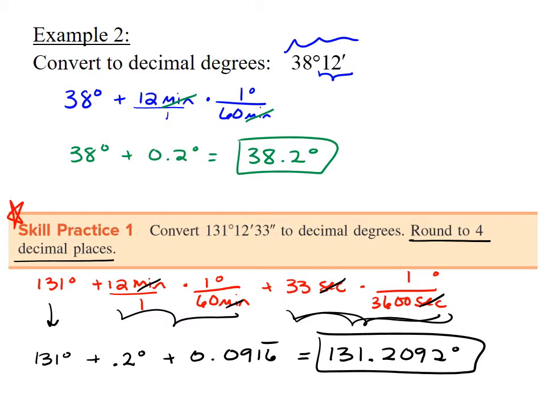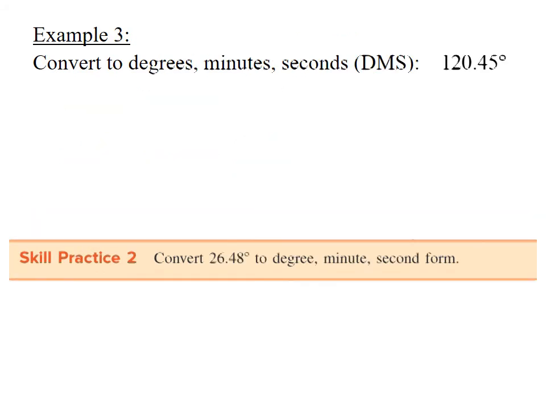Now, sometimes we'll want to work backwards. For example, I may be given this here, which is 120.45 degrees, and I will want to be more specific and write this in degrees, minutes, seconds. So really what I need to do is analyze this decimal. I already know that I have 120 degrees, so I can just leave that as is.